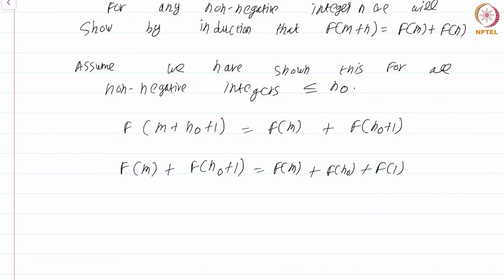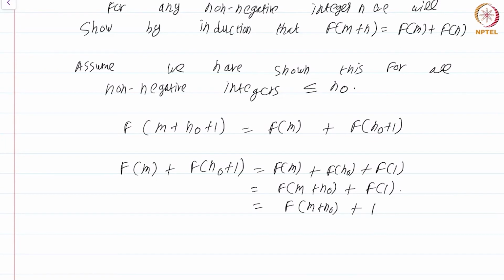Now, for this to proceed with the proof, we will write this as f of m plus n naught plus f of 1. Why can we do this? We can do this because whenever you have a fixed integer m all the way up to n naught, we already know that the result is satisfied. So f of m plus f of n naught I can rewrite as f of m plus n naught. But this is the same as f of m plus n naught plus 1.